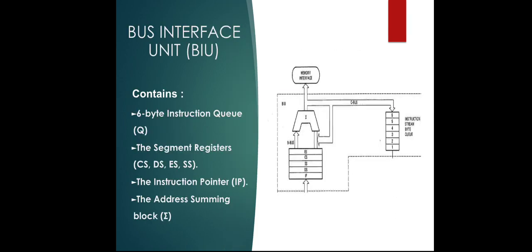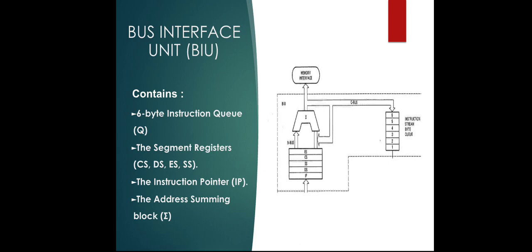Now let us look into some more important features of the bus interface unit. As we understand, the bus interface unit contains the instruction stream byte queue, which contains 6 bytes of data. This instruction stream byte queue is also known as the prefetch queue. It prefetches the 6 bytes of opcodes from the memory location and keeps them in a queue format.